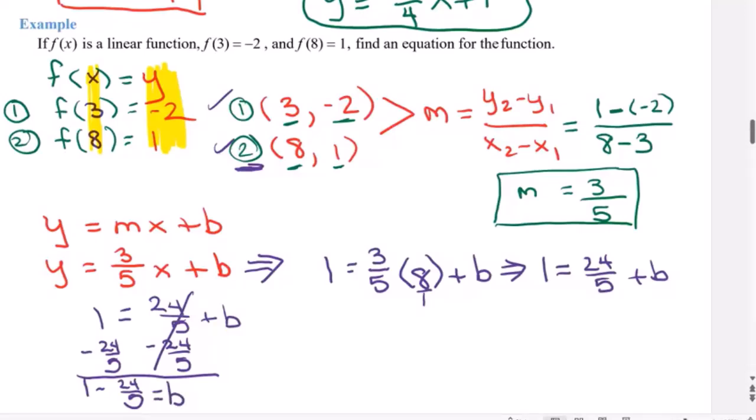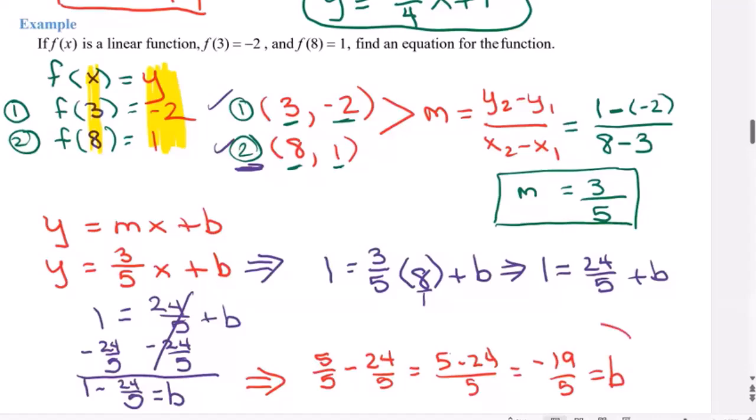I'm going to take 1. Whenever I add or subtract fractions, I have to have a common denominator. So I have this 5. What I'm going to do is I'm going to turn 1 into 5 over 5. I'm going to subtract 24 over 5, and that's going to equal 5 minus 24 divided by 5, which is equal to negative 19 over 5, and that is my value for b.